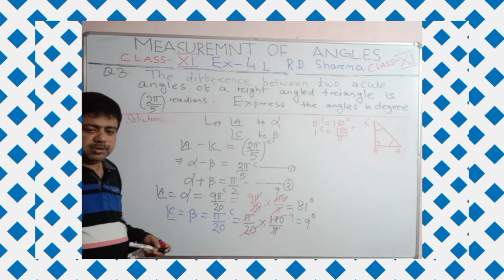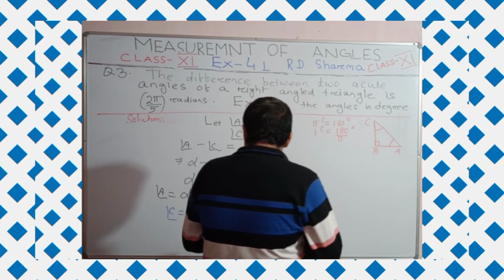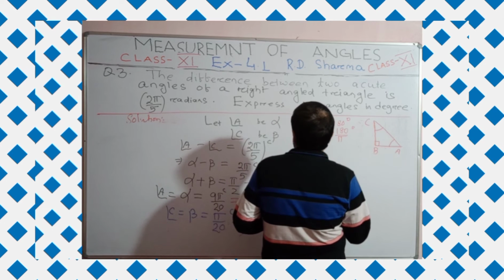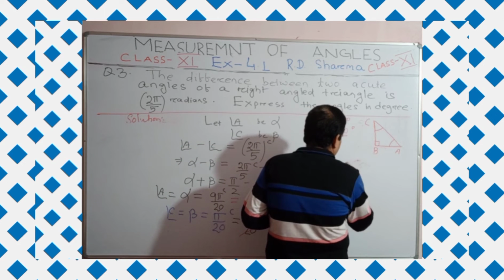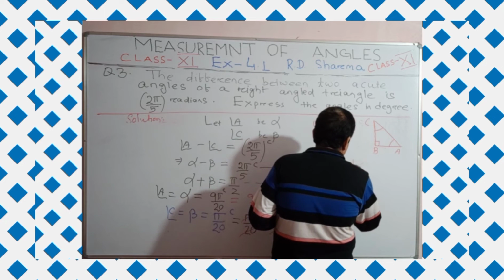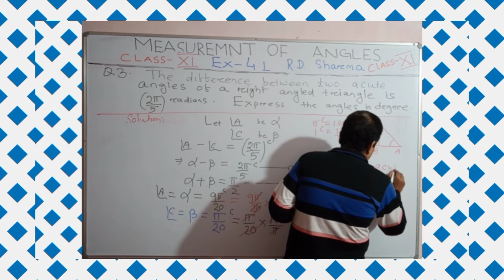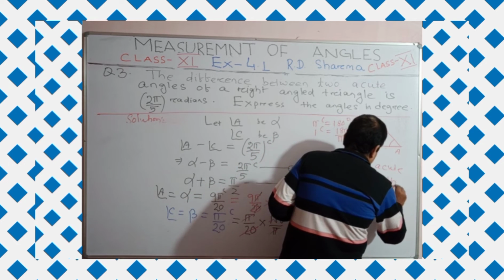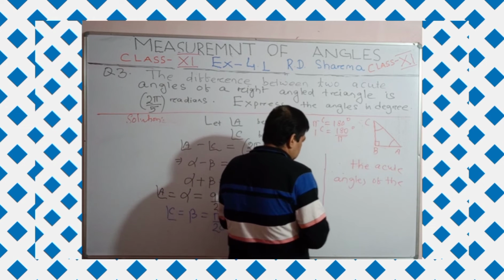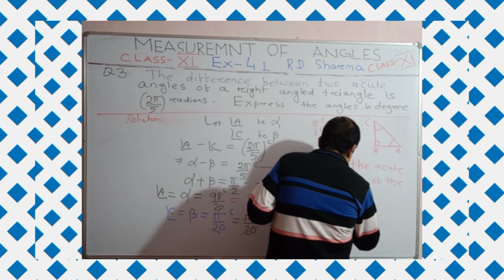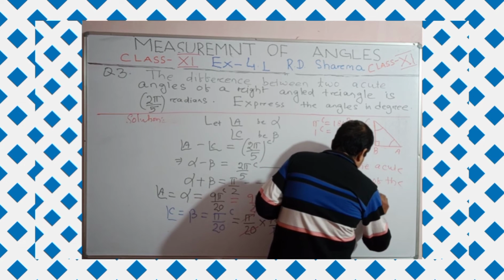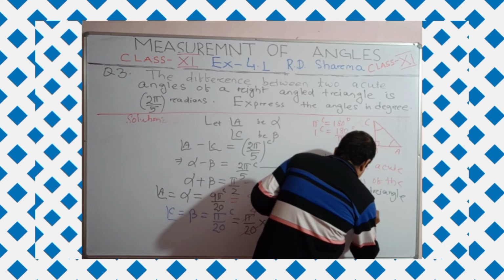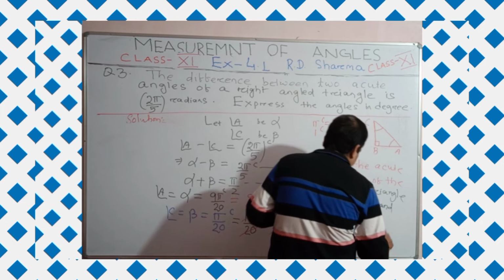These 2 points you understood. So finally we got the two acute angles. The measure of the acute angles of the right angle triangle are: one angle is 81 degree and the other one is 9 degree.